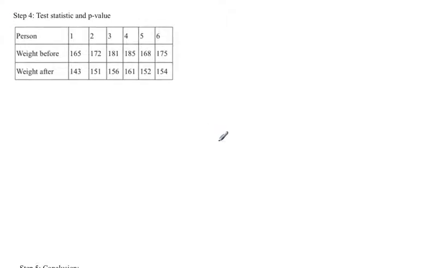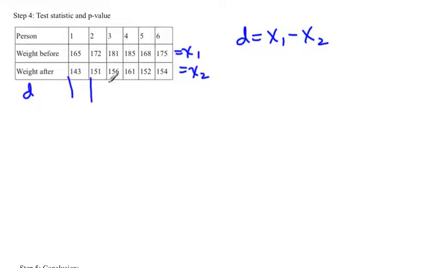All right, so let's go on to the next step, which is the test statistic and p-value. So we have these values. Again, what we really care about are those differences. The differences would actually be x1 minus x2, and it's always that order. As a reminder, we call it before x1, and we call it after x2. So we've got to find those differences. So we're just going to subtract these numbers.